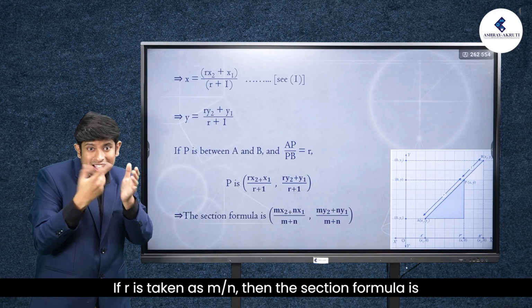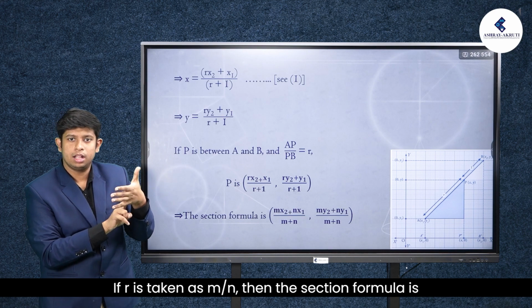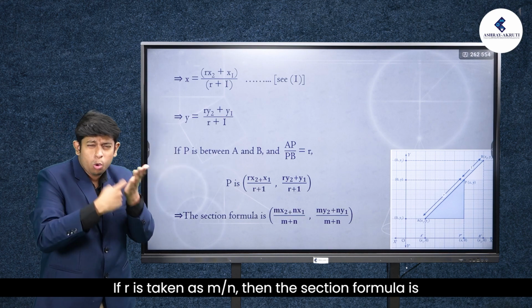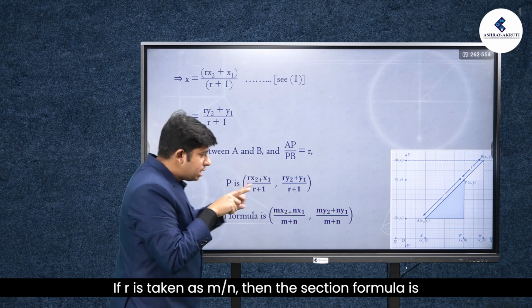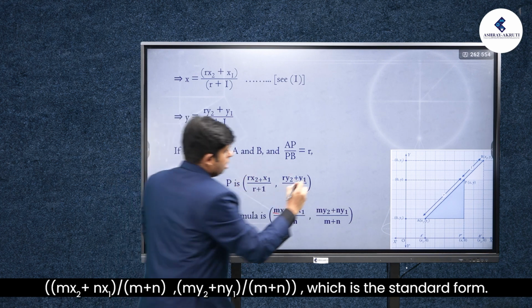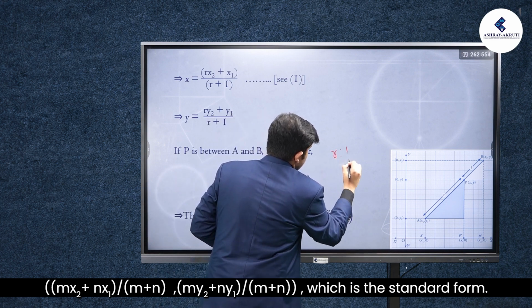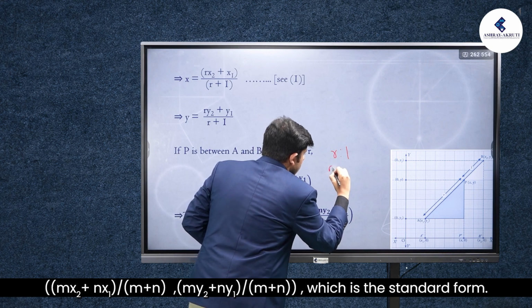If r is taken as m by n, then the section formula is m x2 plus n x1 by m plus n, m y2 plus n y1 by m plus n, which is the standard form.